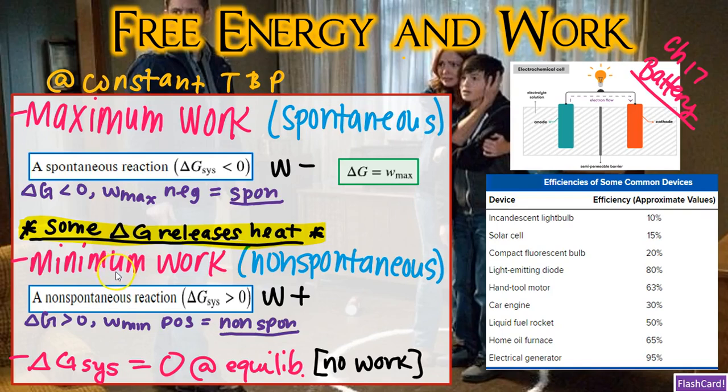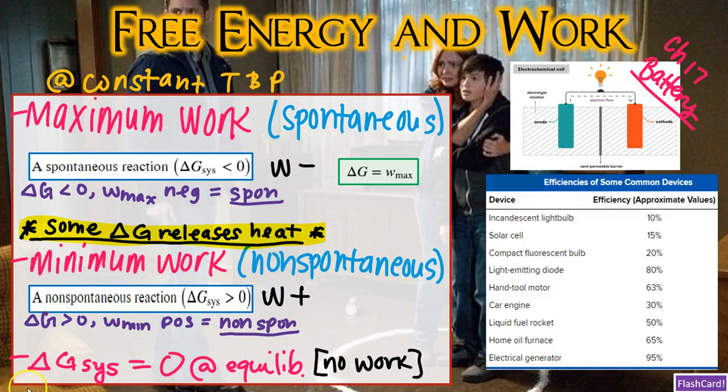But we also stated earlier on that free energy can measure the useful work of a system along with its spontaneity. So we can calculate delta G for spontaneity of a system. Now let's talk about how free energy, or delta G, relates to work.